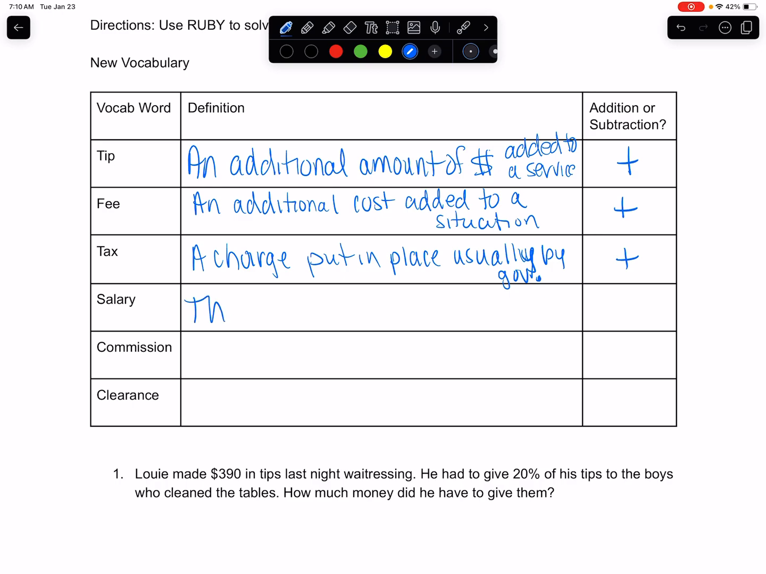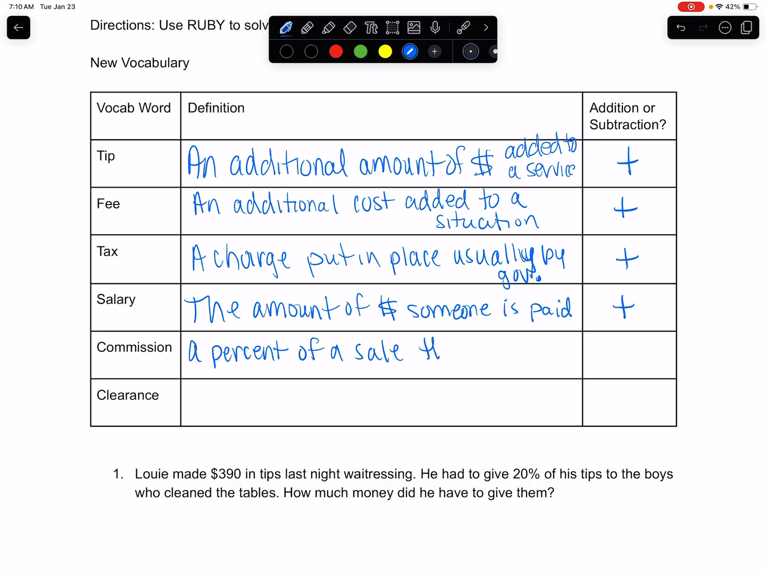Salary is the amount of money someone is paid. It's an addition. Usually weekly or yearly. Commission is a percent of a sale that is paid to the seller. It's an addition. The last one is clearance.